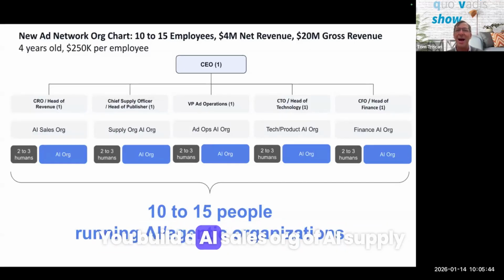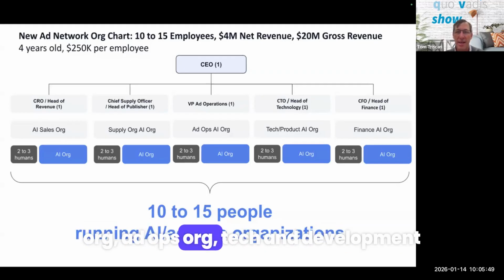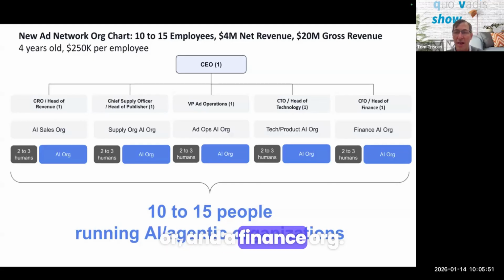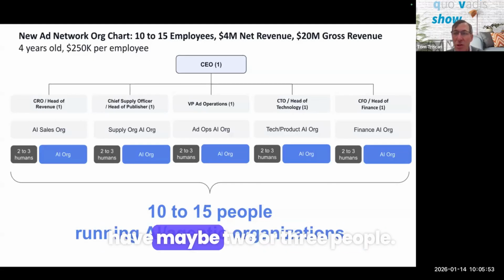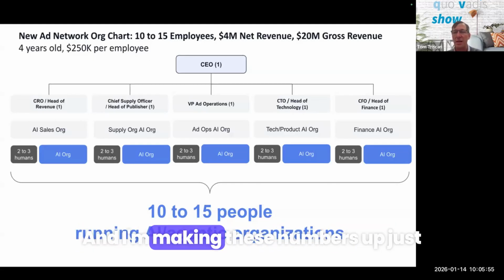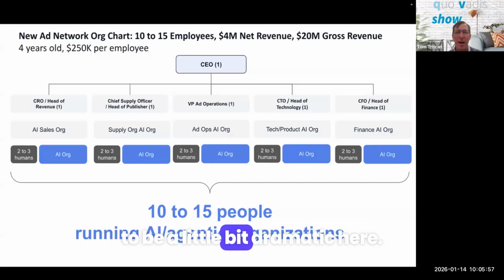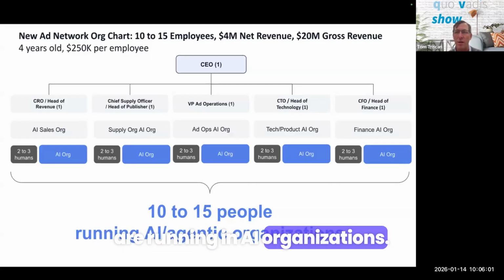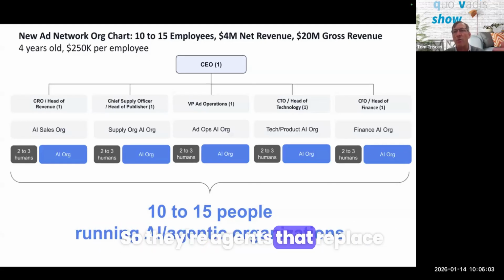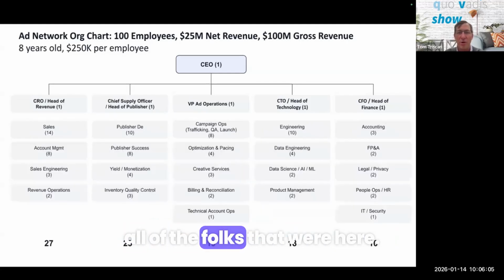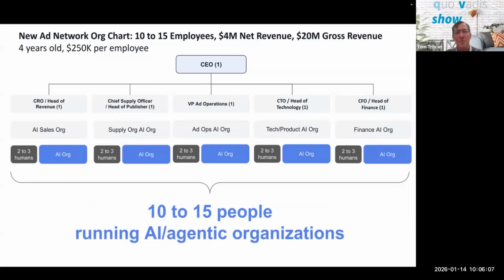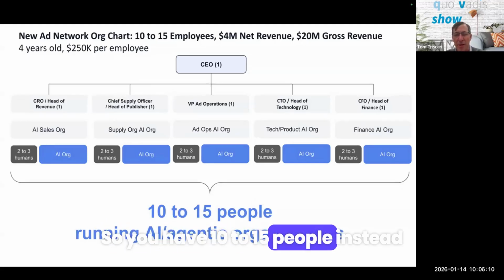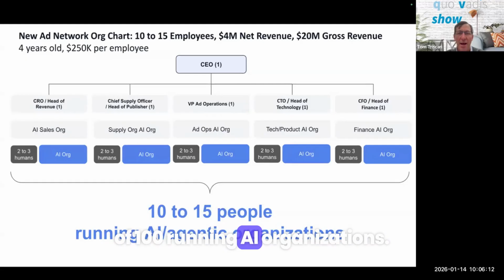You build an AI sales org, an AI supply org, an ad ops org, a tech and development org, and a finance org. And in each one of these, you have maybe 2 or 3 people. And I'm making these numbers up just to be a little bit dramatic here. And those 2 or 3 human beings are running an AI organization. So they're agents that replace all of the folks that were here. So you have 10 to 15 people instead of 100 running AI organizations.